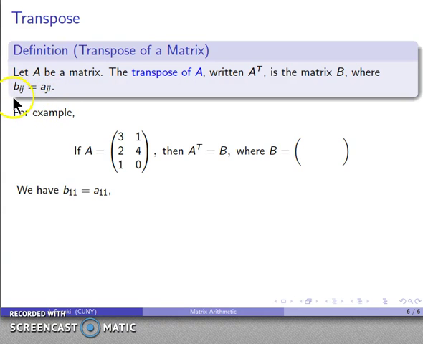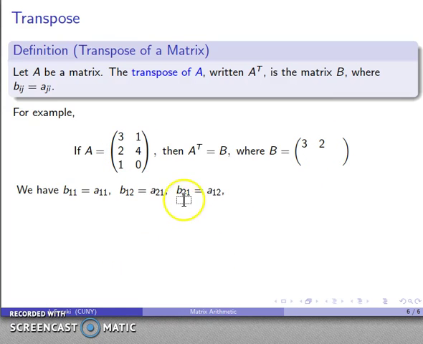So let's see, B11. I'm going to reverse those components, so the ith row, jth column becomes the jth row, ith column. Well, they're both 1 here, so that reversal doesn't do anything. The first row, first column entry is going to be the same as the first row, first column entry. That's going to be 3, so I'll just move that over into B. B12, first row, second column, I'll reverse those coordinates. So this is going to be the A21 entry. The first row, second column entry is going to be the same as the second row, first column entry. So this 2 is going to go over here.